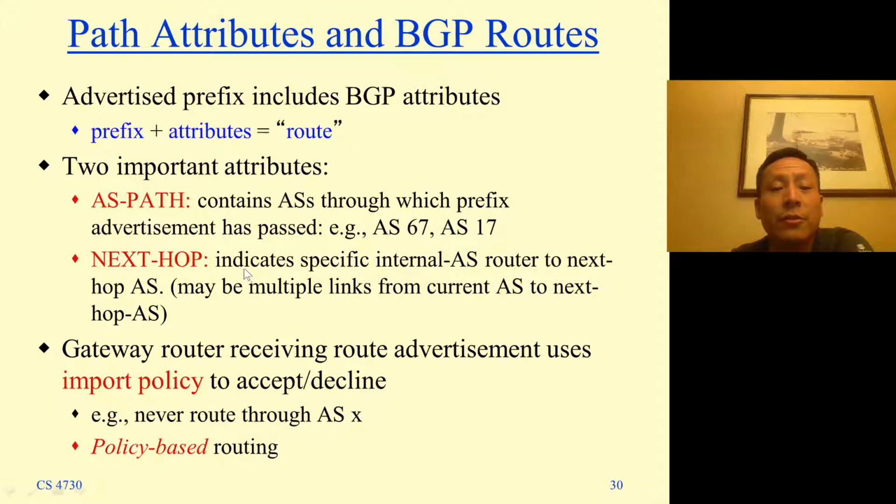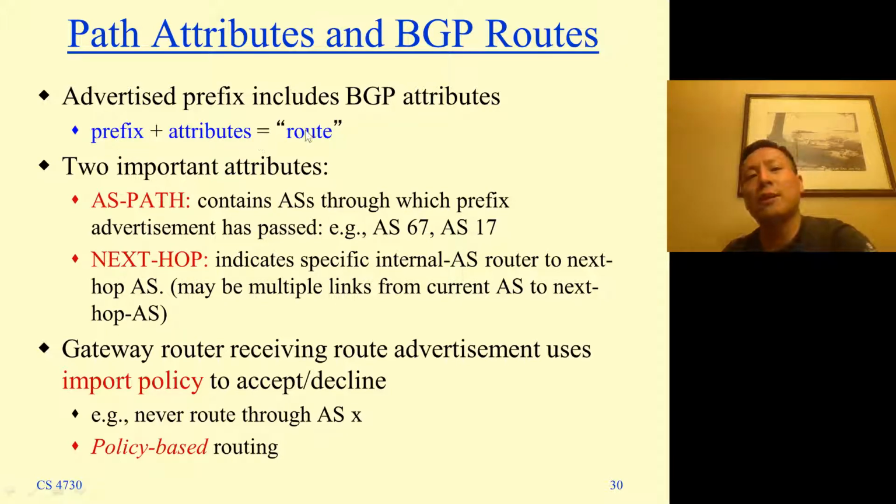And then the next hop is telling you the specific internal router to the next hop AS. It's the edge router that leads to the next autonomous system. These are the two attributes that you have to include in any BGP entry. So a specific route actually consists of a prefix, which is the range of addresses, plus the attribute, which means what you are going to do if you see this prefix.